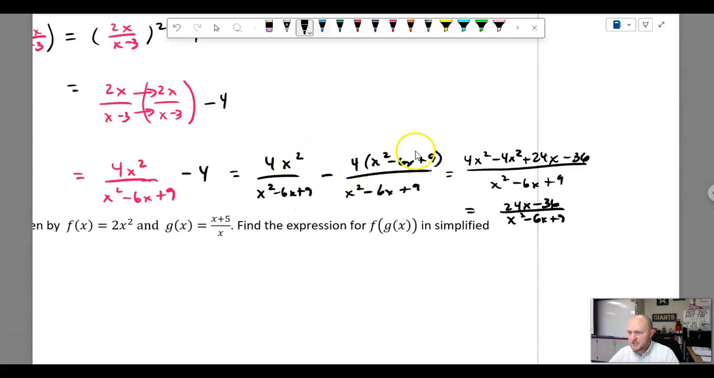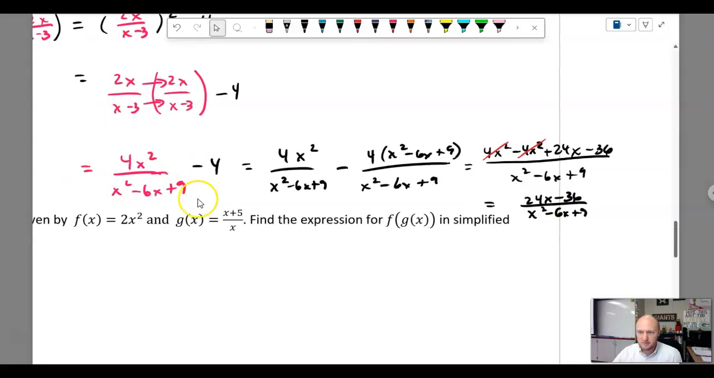Not too bad if you distribute this negative 4 into this trinomial. We get negative 4x squared plus 24x minus 36. These 4x squareds cancel out. This is 4x squared and negative 4x squared. And so this would be, I think, fully simplified, but my notes say to stop here.